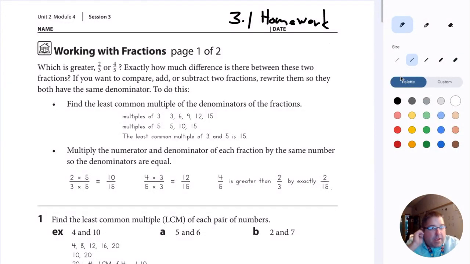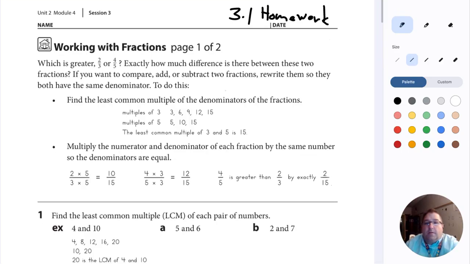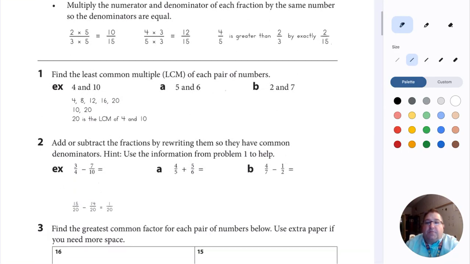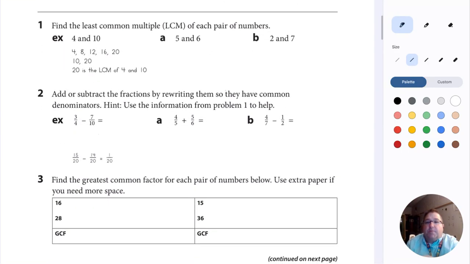Let's take a look at our homework for this week. So, finishing up a few ideas from Unit 2. First thing we're looking at is least common multiple. What does it mean to be the least common multiple?